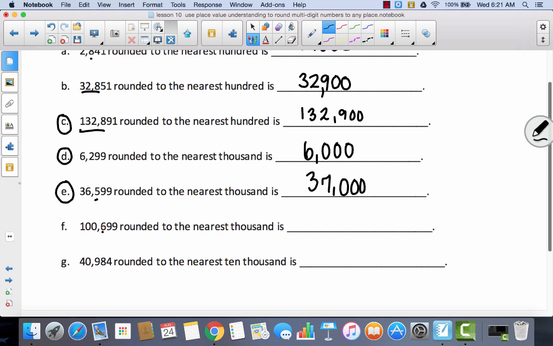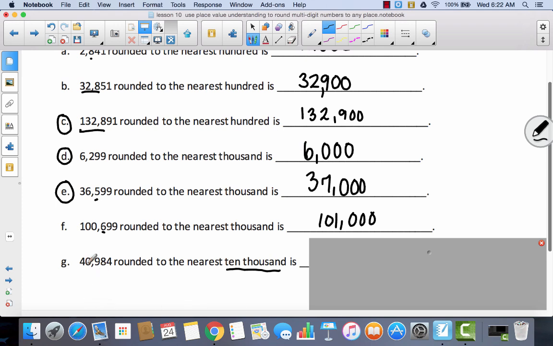Now when I look at this 6, this tells me that 100,699 is more than halfway, so it rounds up to 101,000. All right, I want you to do G by yourself because we're rounding to the nearest 10,000, and I think when you round to the greatest place, that makes it a little bit easier. So pause the video and try to do that one, then come back.